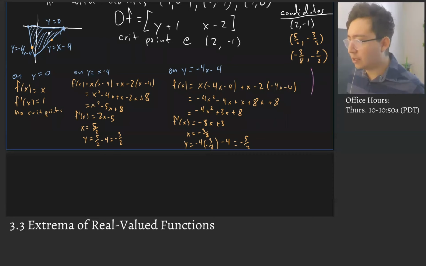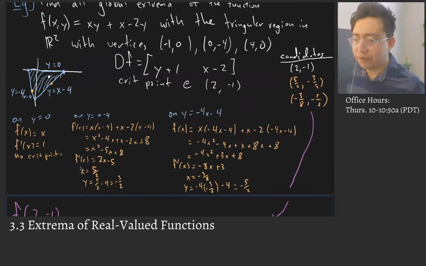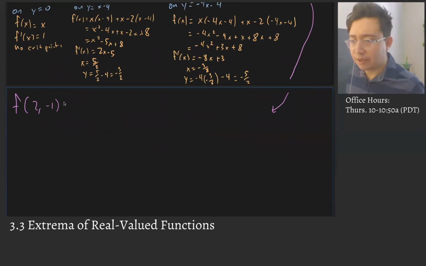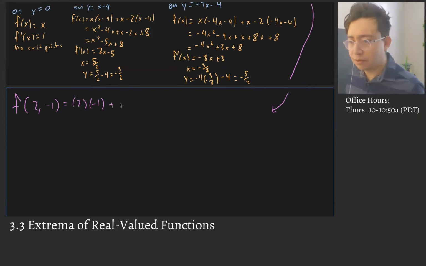And we are going to test these points in the function. So we're going to say, what is f of 2 comma negative 1? Right, and so we're using this formula here, xy plus x minus 2y. So we get 2 times negative 1, plus 2, minus 2 times negative 1. We simplify this. This gives us negative 2 plus 2 plus 2. So that's a positive 2.